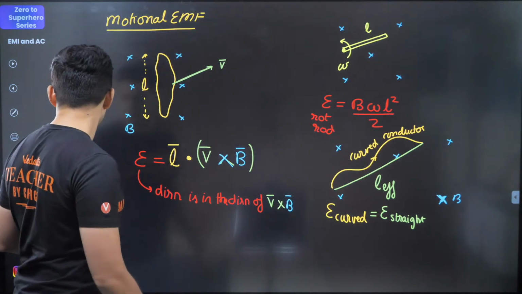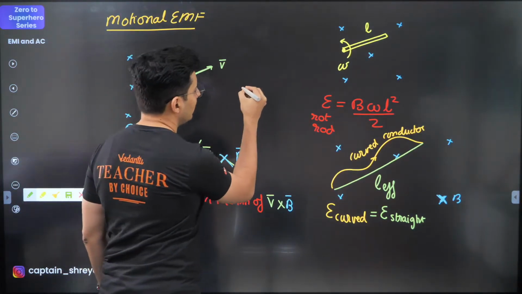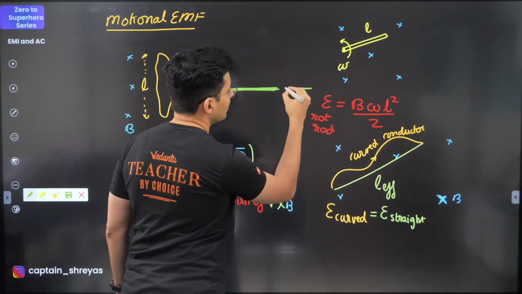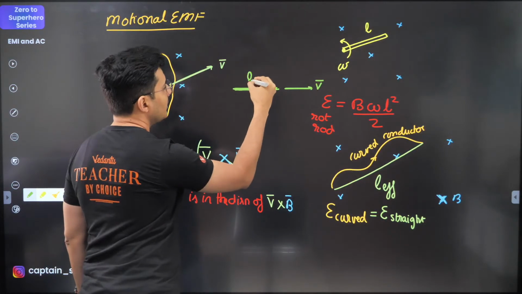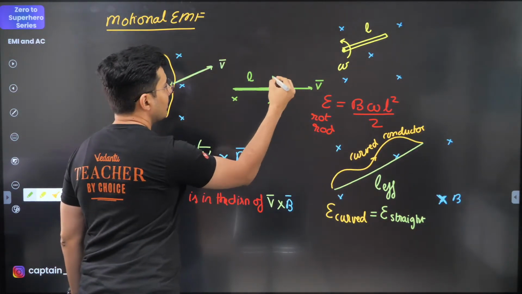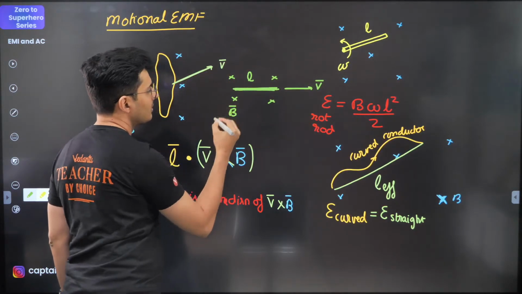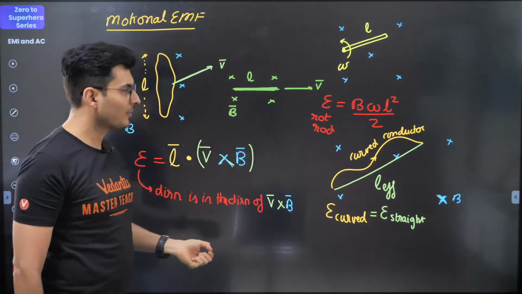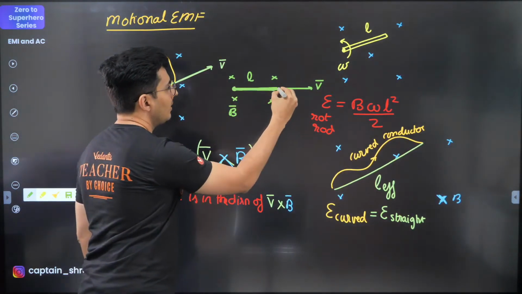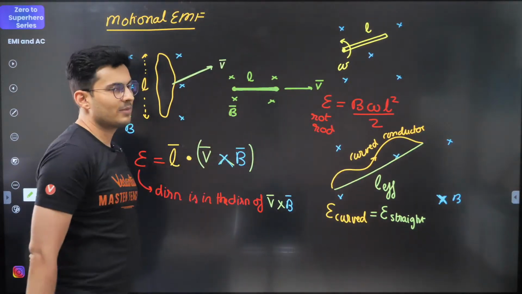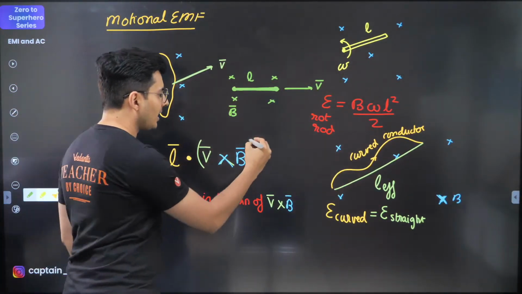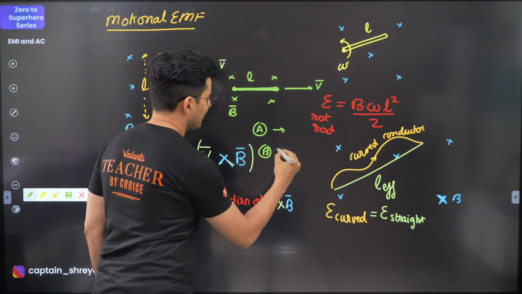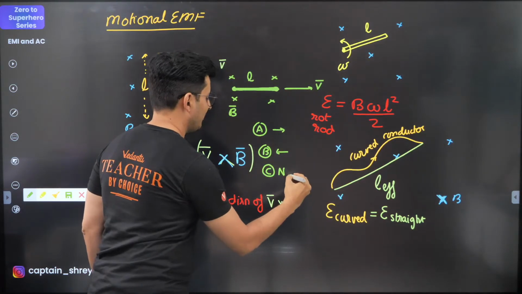Let's take another example. Let's say we have a rod like this, and the rod is moving this way. This is the velocity, this is the length of the rod, and the magnetic field, as usual, is like this. Now tell me, what is the EMF induced across the ends of the rod? What's the net EMF induced across the rod? Option A is this way. Option B is this way. Option C is no EMF induced.